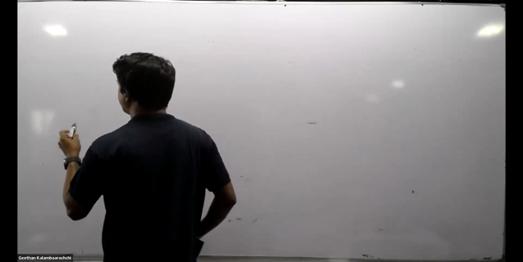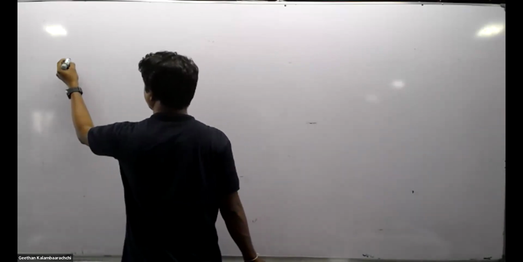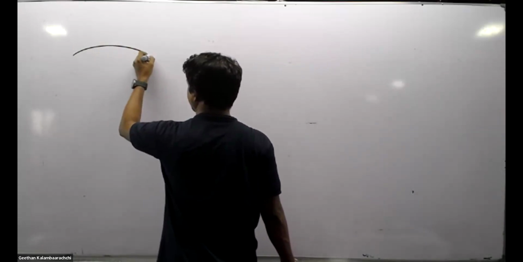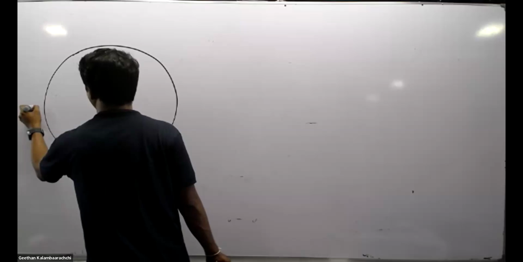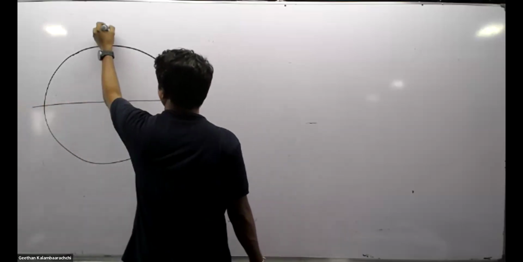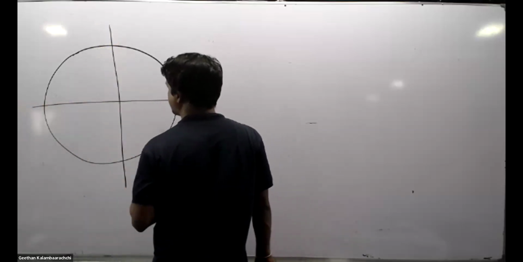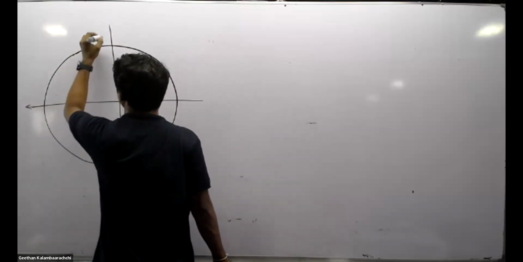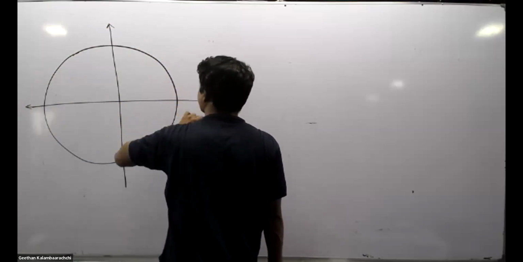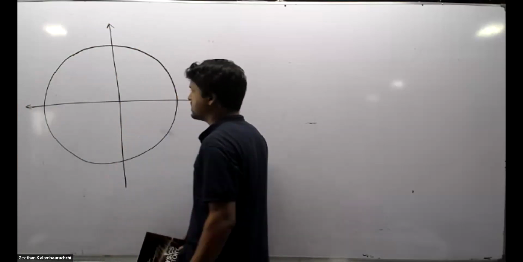Okay, now think of circular motion. Now this is an object which goes in a circle. Now try to understand this.